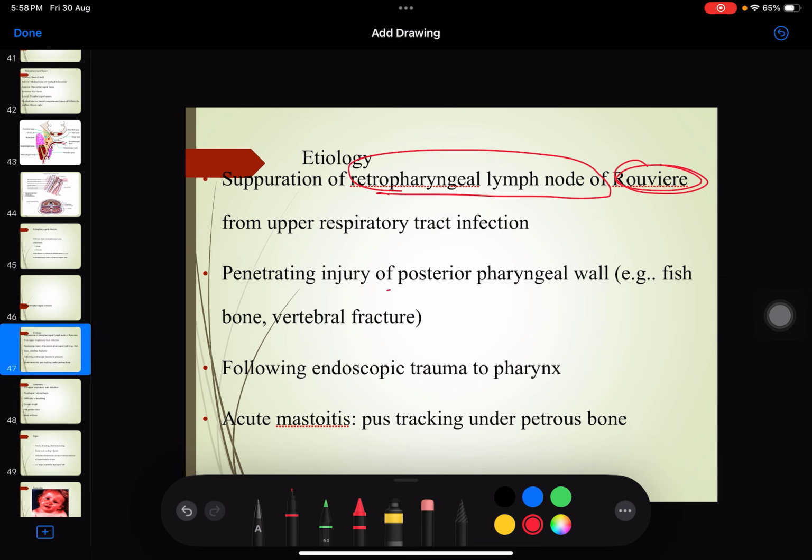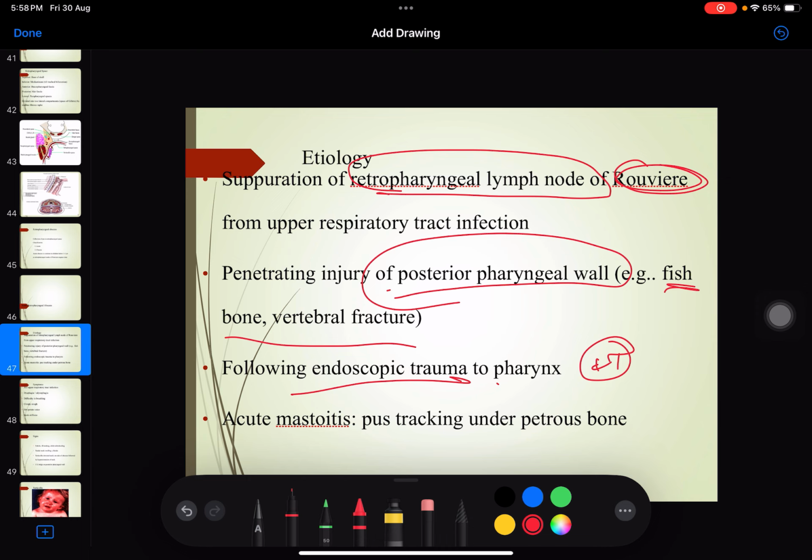Penetrating injury to the posterior pharyngeal wall by a fish bone or vertebral fractures. It can be an endoscopic trauma. As I already told you, whenever there is ET tube intubation and there is endoscopic trauma, it can actually lead to retropharyngeal abscess. It can also come from acute mastoiditis, post tracking down under the petrous part of the bone.